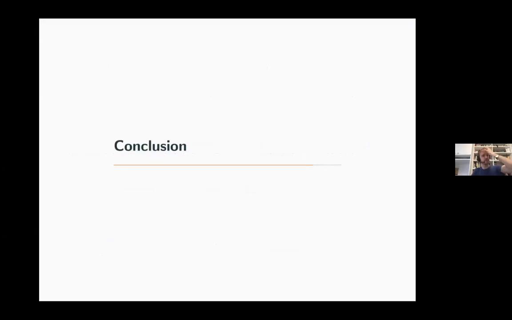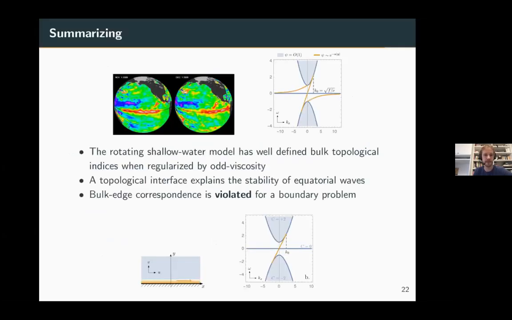All right, so let me just conclude and give you some very short perspective with this project. To summarize, there is a nice analogy between geofluids and single particle quantum mechanics, which helps you to give the interpretation of stability of Kelvin wave as a consequence of a topological interface.